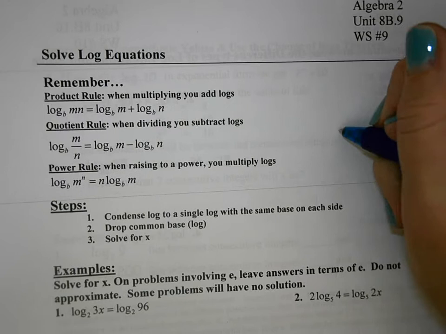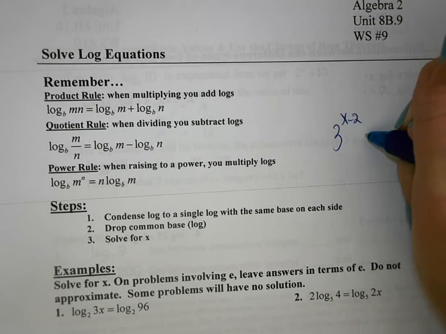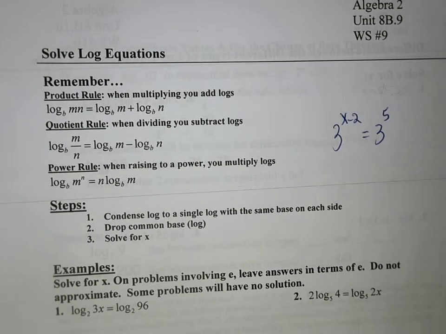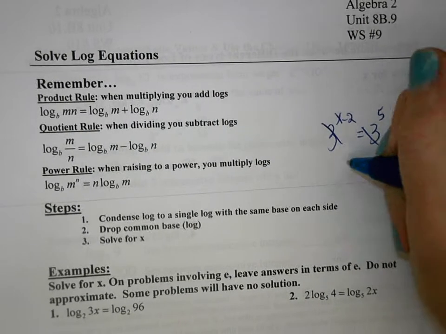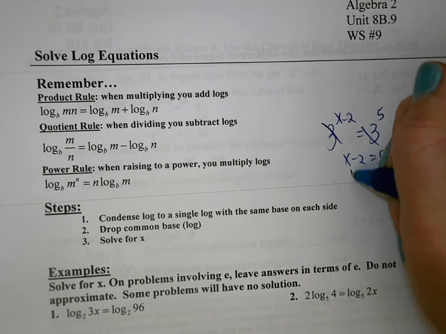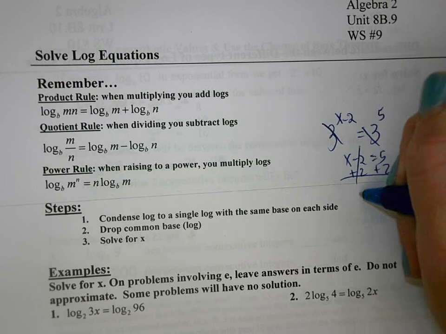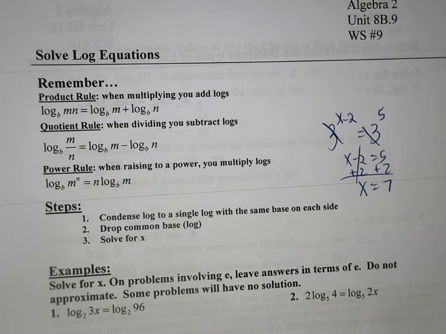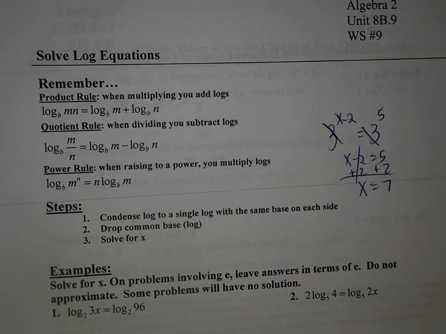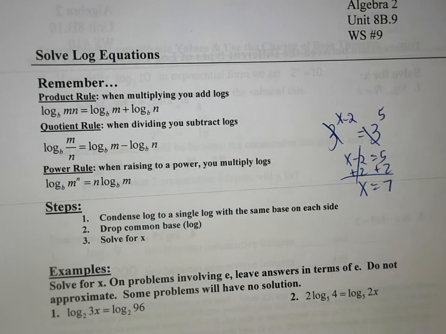Like if I had 3 to the x minus 2 equals 3 to the 5th. Once I had those 3's on both sides, I dropped them, and I had x minus 2 equals 5, which means I could add 2 to both sides, and I got x equals 7. We're all familiar with that? Well, that's what's going to happen today, except we want to get a log on both sides of the equation.